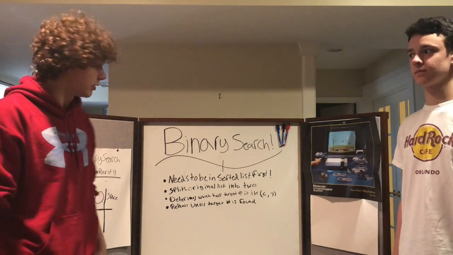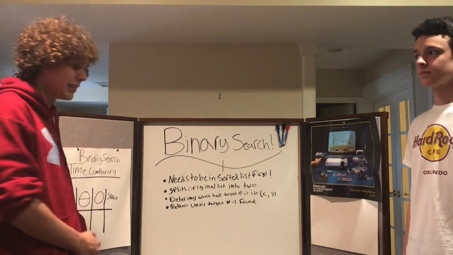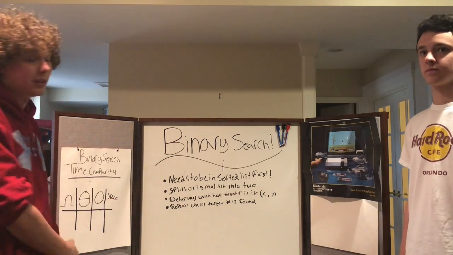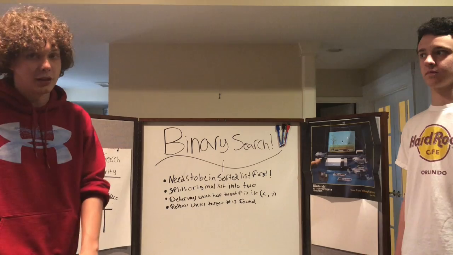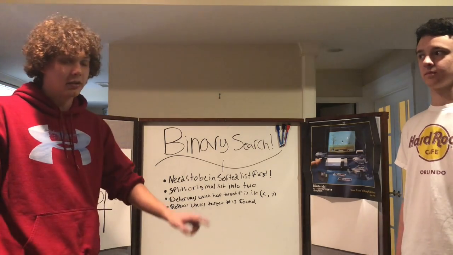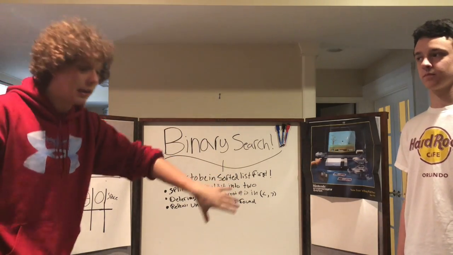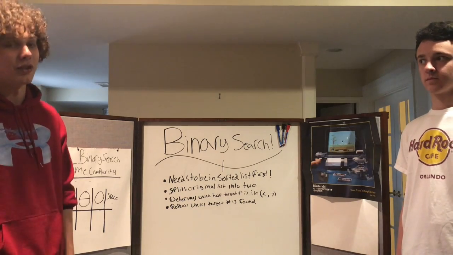Once we do have a sorted list, the first step is to determine what your midpoint is and then split your list at your midpoint by determining if your target number is greater than or less than your midpoint. If your target number is your midpoint, we'll get to that later. But if your target number is less than, you get rid of everything greater than, and if your target number is greater than, you get rid of everything less than. And you repeat this process until you have found your target number.